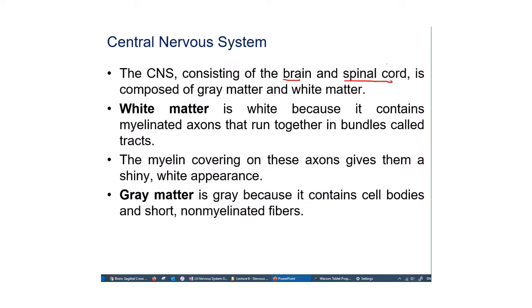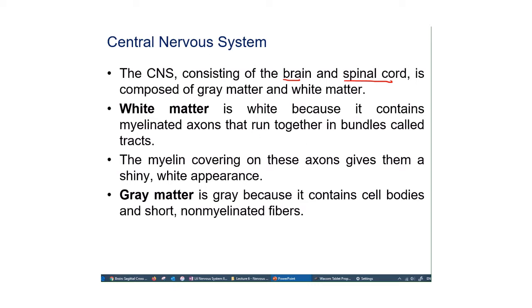What makes up the brain and the spinal cord are actually two types of matter that we call gray matter and white matter. So the white matter is literally white in color, more like an ivory color, I would say, because it contains myelinated axons. Okay? So we learned in lecture 5 that some axons are going to have myelin on them to help them increase the conduction speed. In fact, a majority of the axons are going to have myelin on them, and they make up the white matter because the myelin actually gives it a shiny white appearance.